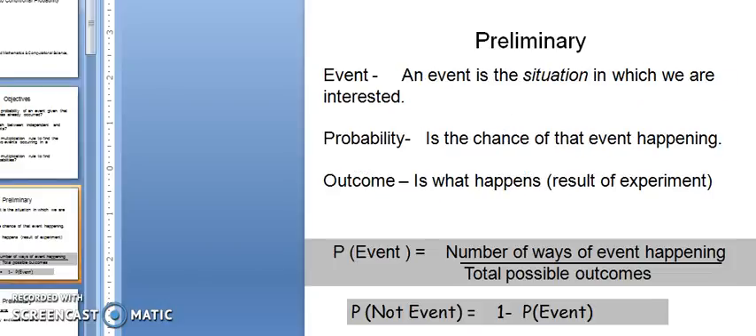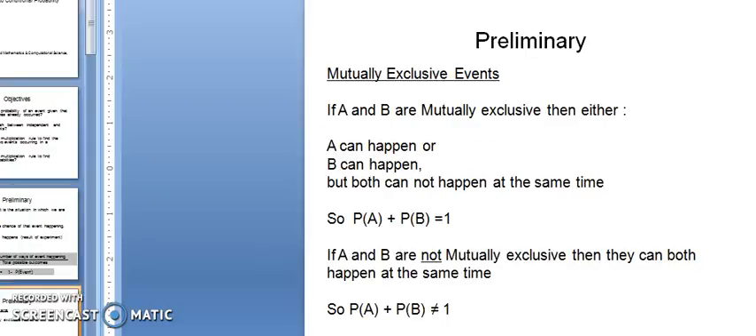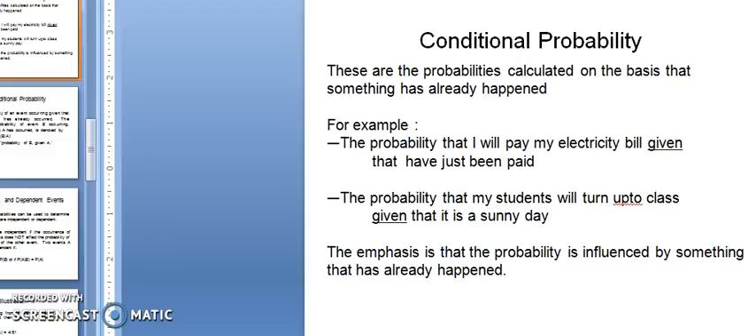Preliminary for this study are the definitions of event, probability, outcome, what is probability, and what is probability of not happening an event. Preliminary also includes mutually exclusive events. Two events are said to be mutually exclusive when A can happen or B can happen, but both cannot happen at the same time. Now, what is conditional probability?